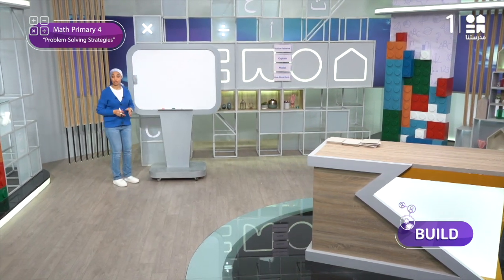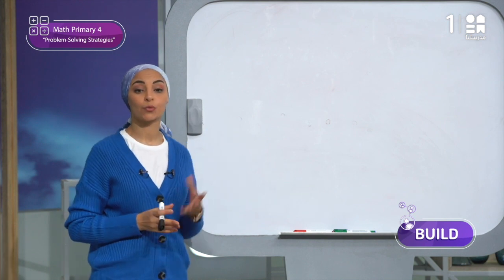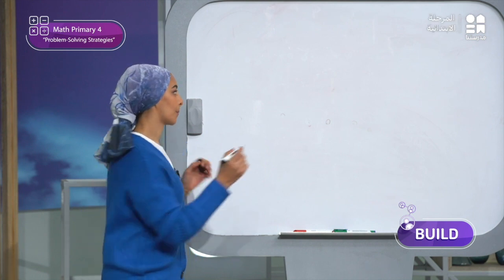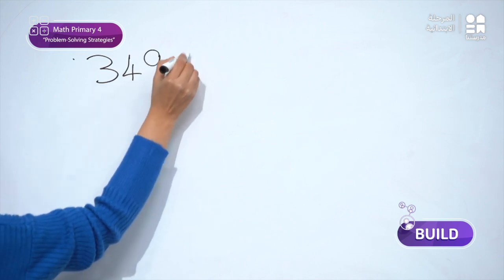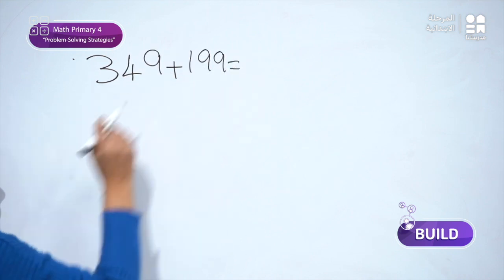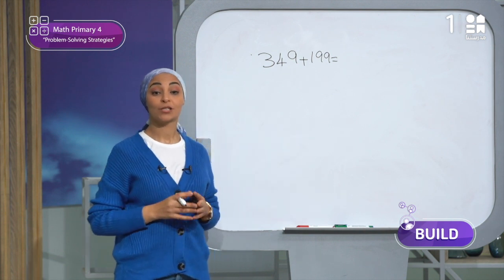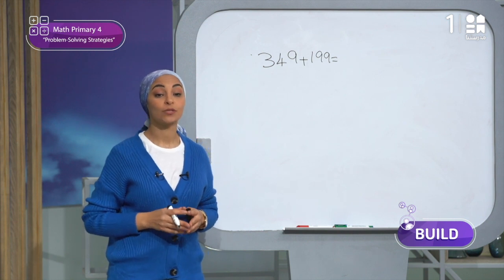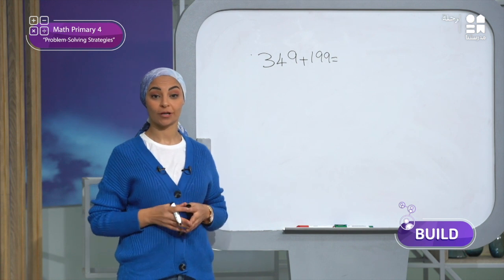And now let's start problem number 1. Problem number 1 here, we want to add 349 plus 199. Now we want to add these two numbers using the addition strategies we learned. We could solve it using what?